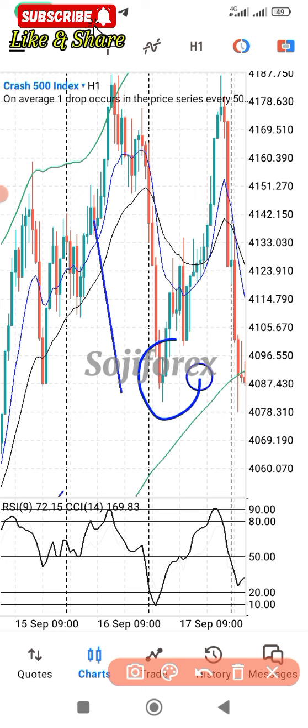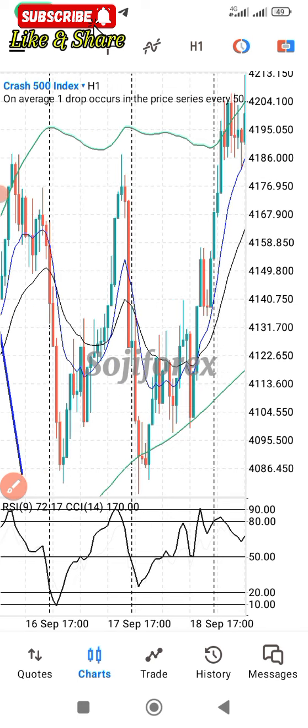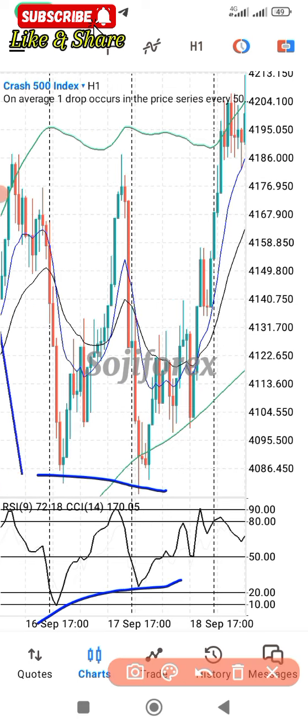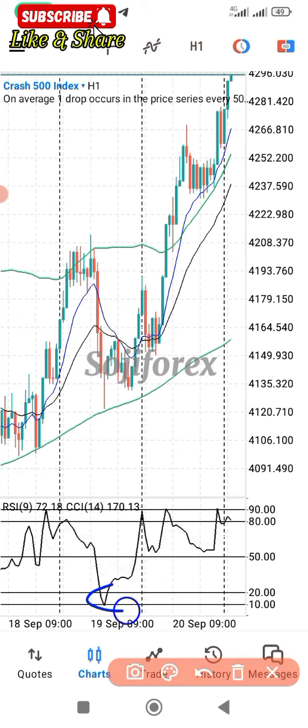Look at this. Very, very powerful. And even here, double confirmation. This is a divergence, and price is pushing here again.